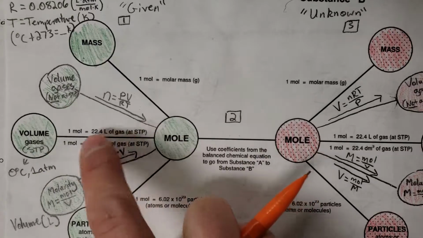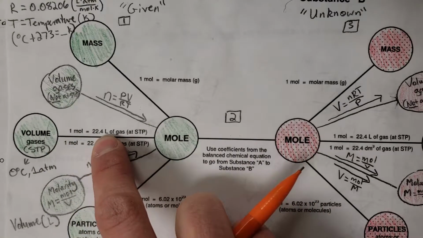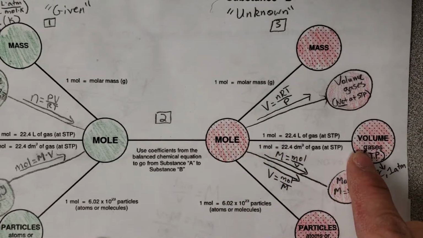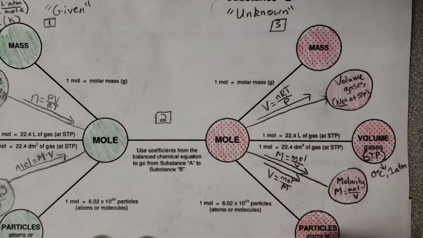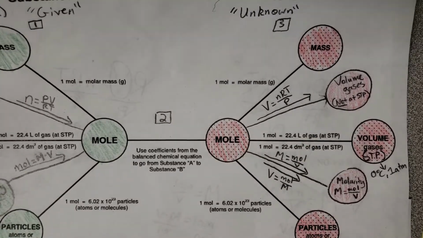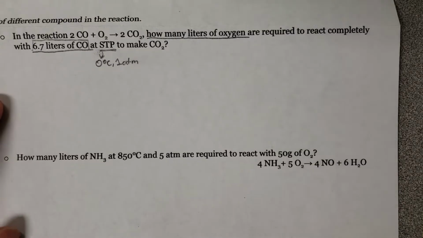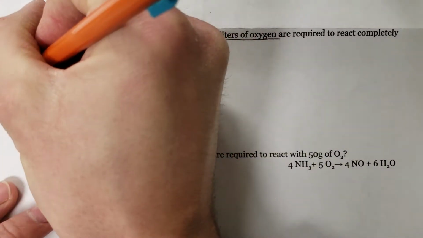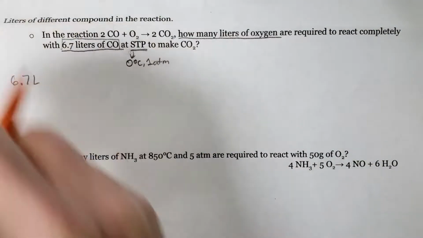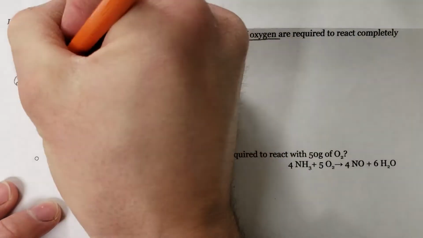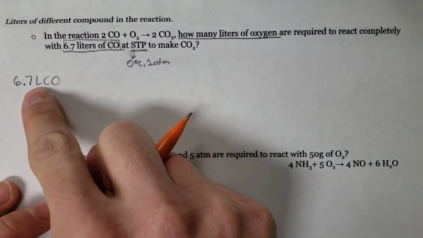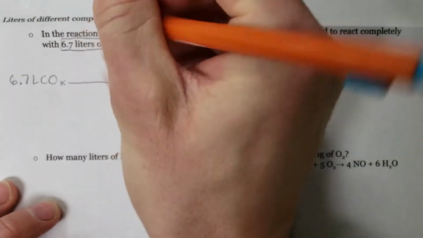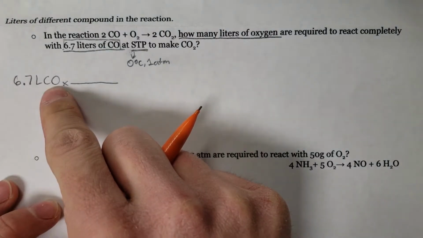I'm not even going to flip back to it because it's easy to remember. From here to here, our conversion factor is going to be 1 mole to 22.4 liters of gas. Same thing over here, and again, this is only at STP. Now, our starting point was 6.7 liters of carbon monoxide, CO. We need to write both our unit and our substance. If we're not doing that, you're most likely going to make mistakes.